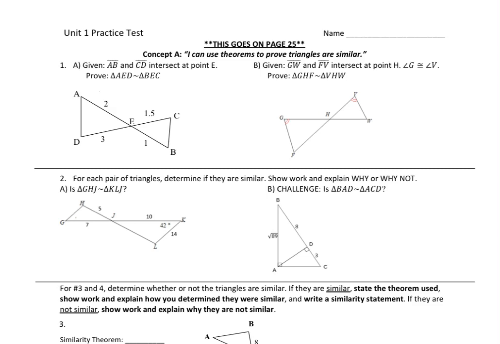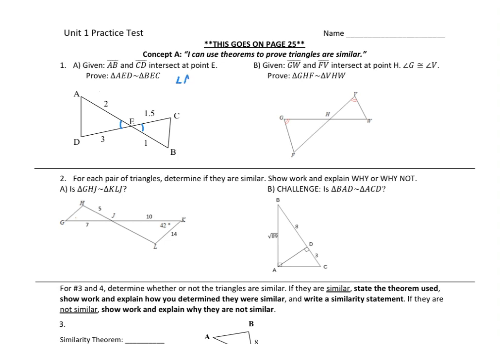Number one asks us to prove if the two triangles are similar. So all we're given is that these intersect at point E, and we're given these measurements. So first of all, I think this is going to be side angle side because I have two sides but not the third side, and then we know that these are vertical angles. So checking side angle side, first thing we need to show is the included angle.